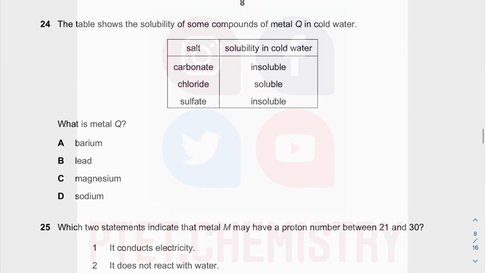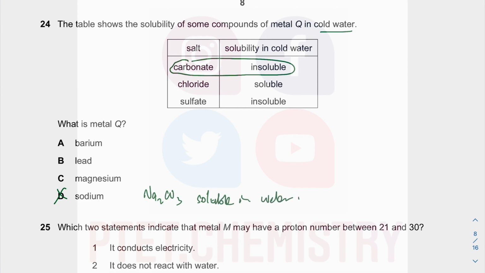24. Solubility of some compounds of metal Q in cold water. In terms of the carbonate being insoluble, you can cross out sodium because Na2CO3 is soluble in water. It's the group 2 carbonates as well as lead 2 carbonate that are insoluble. The chloride is soluble. You can cross out lead because PbCl2, that is Pb2 plus and Cl minus, so you need 2 of them, is insoluble in water. All chlorides are soluble except for silver chloride and lead 2 chloride.